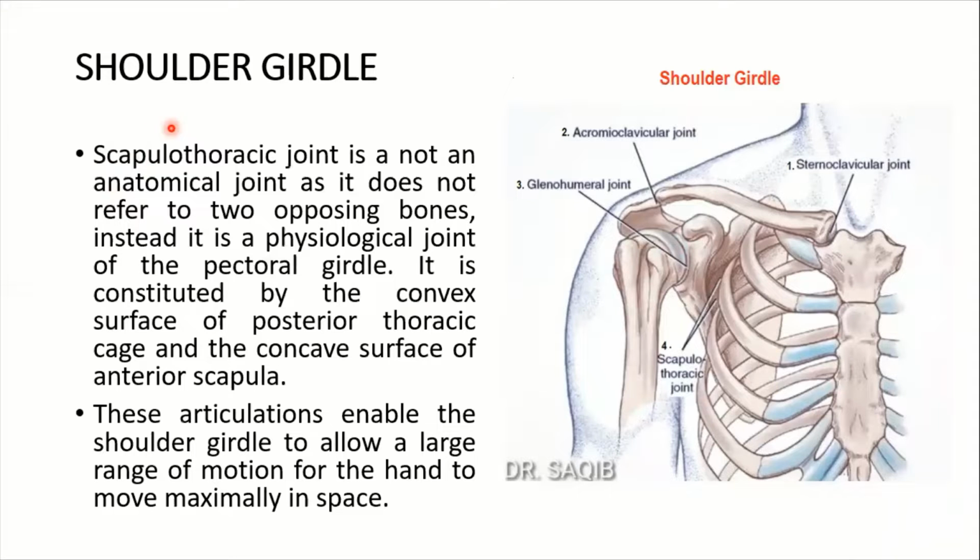So I mentioned one thing, this scapulothoracic joint. It is not an anatomical joint, as it does not refer to two opposing bones. Instead, it is a physiological joint of the pectoral girdle. It is constituted by the convex surface of the posterior thoracic cage and the concave surface of the anterior scapula. You could see this is the scapula, and here the convex surface of the thoracic cage would be involved. These articulations enable the shoulder girdle to allow a large range of motion for the hand to move maximally in space.